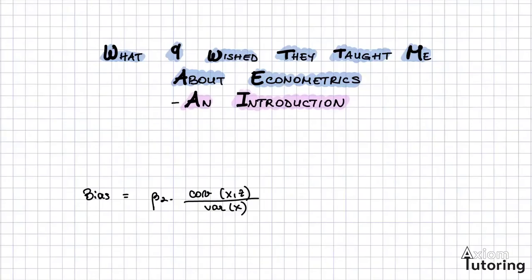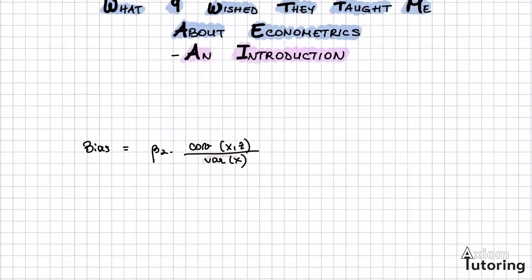Now, let's simplify the formula a little bit. The variance of x, as you know, is always positive. The variance of something is always positive, which means that the sign overall of the bias will depend only on two things. It will depend on what the sign of beta 2 is, and also what the sign of the covariance between x and z is. So the combination of these two signs is all you need in order to get an idea of what the sign of the bias is.